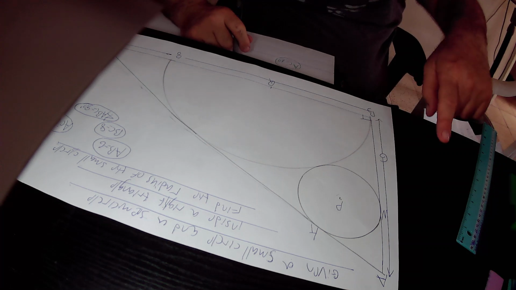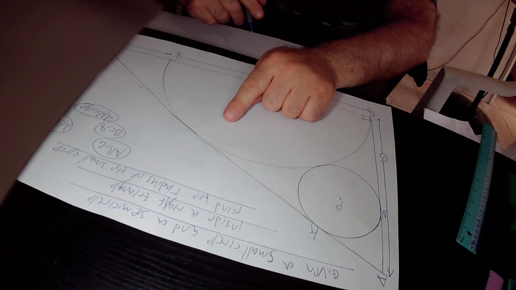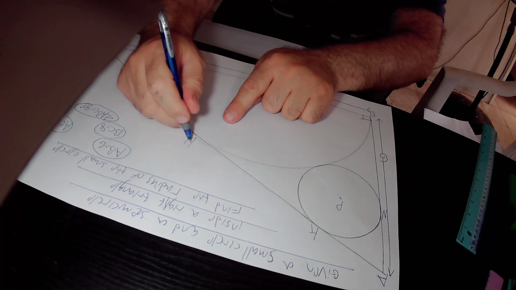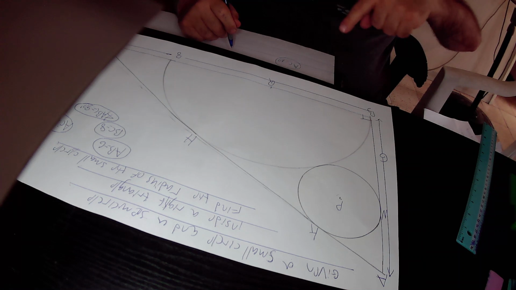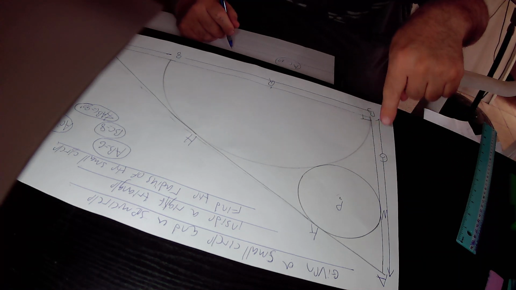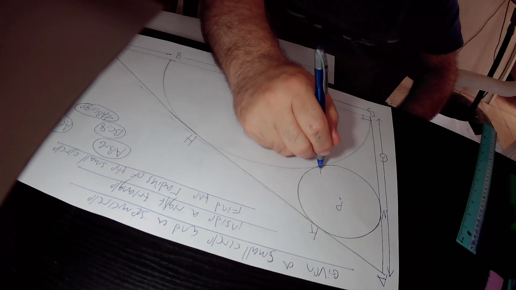We define the point of tangency of tangent AC with this semicircle, this point is point H. And finally, we define the touching point of this small circle with this big semicircle, this point is point L.